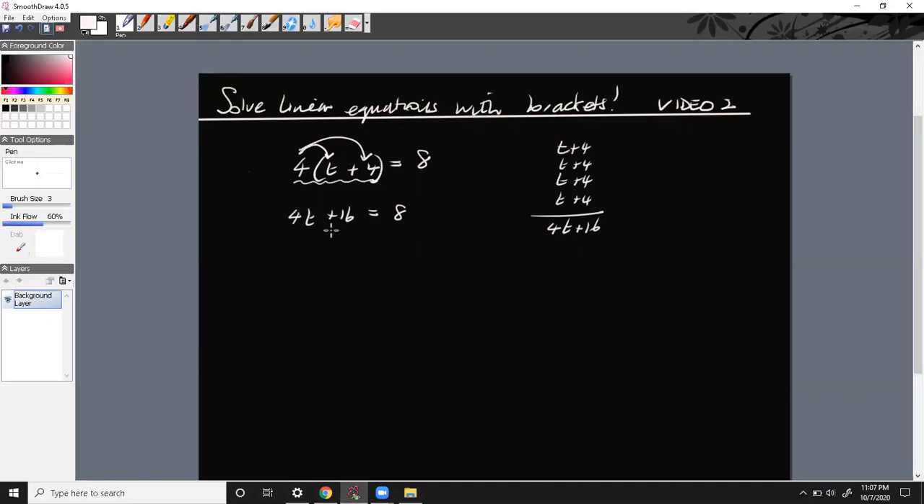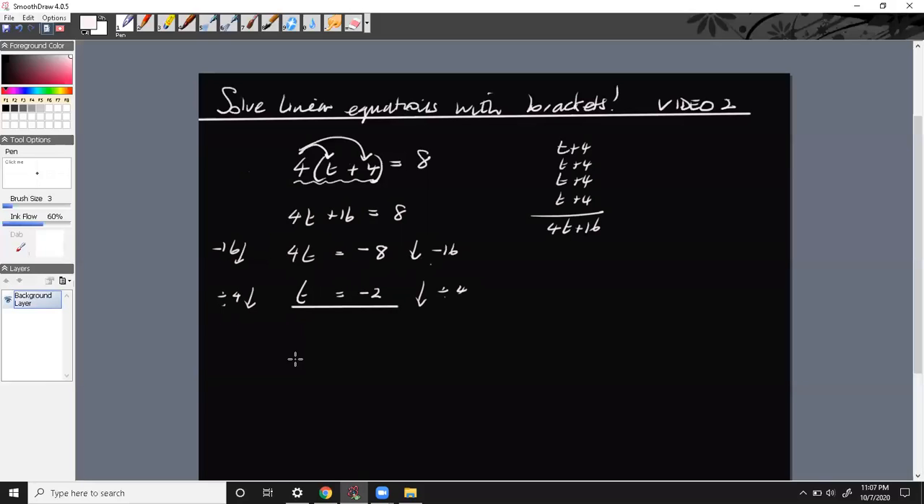So here we have t, it's multiplied by 4, and then 16 has been added on to get to 8. So the first thing we have to undo is the addition of 16, which is minus 16 from both sides. So 4t minus 16 is 0, so we've just got 4t by itself, and 8 minus 16 is minus 8. So 4t is equal to minus 8, so we now have to undo the multiplication by 4, so we're going to divide both sides by 4, okay? So minus 8 divided by 4 is minus 2, so t is minus 2.